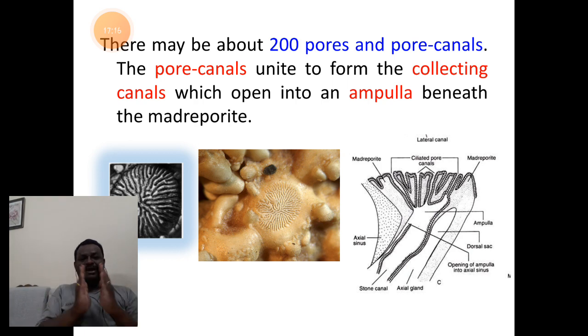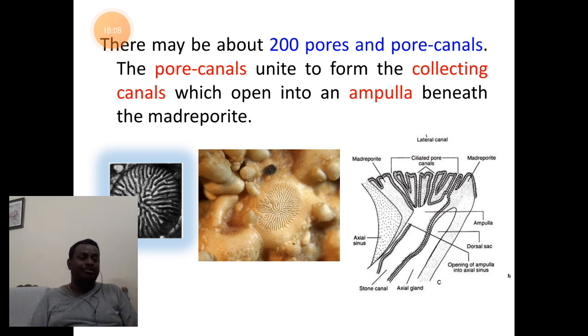Now, we have around 200 to 250 pores and pore canals. Each pore will have a pore canal down. All those 200 to 250 pore canals join here and there to form a bigger canal, which we call collecting canals. So pore canals unite to form collecting canals. They are fewer than 100 in number. Approximately 2 to 3 pore canals join together to form one collecting canal.